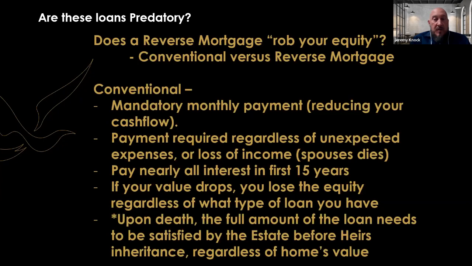Now, the important distinction between the conventional loan and the reverse mortgage is this. With a conventional loan, upon your death, the full amount of the loan needs to be satisfied by the estate before the heirs get to inherit a nickel, regardless of the value of the home. My background, I've been doing loans for over 22 years now, so I was in the midst of it when the crash happened. We were watching folks that had a mortgage for $500,000 suddenly have a home value of $300,000, and they were $200,000 upside down. They couldn't just walk away, because if they walked away, the lender would send them a 1099 for that 200 grand, and now they've got an IRS bill.